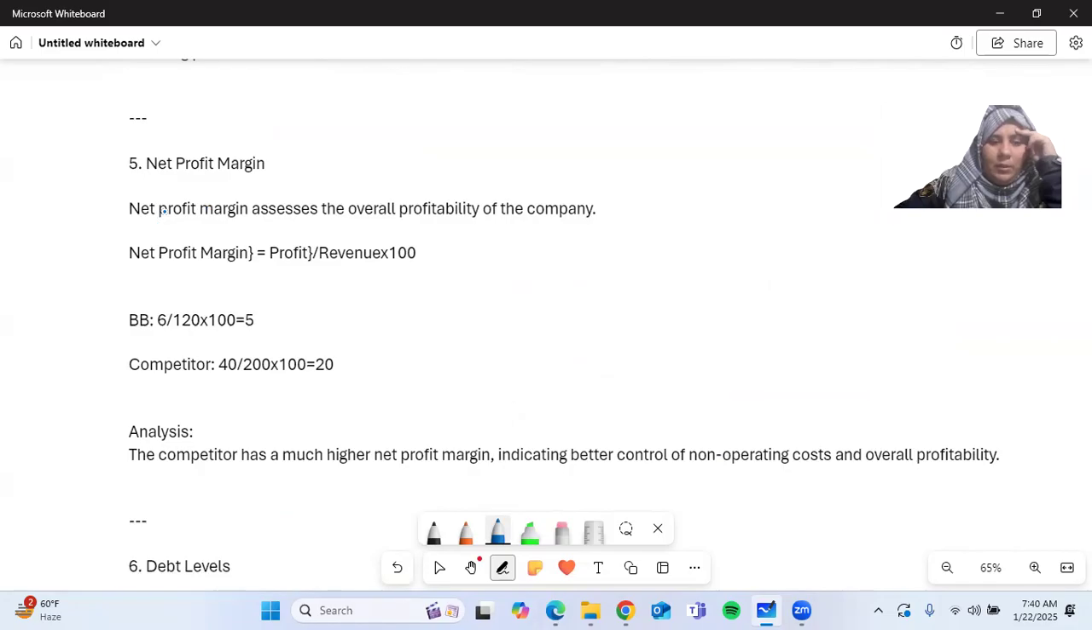And now let's talk about the net profit margin. We also need to calculate it. Net profit margin assesses the overall profitability of the company. So this is the formula. According to the formula, we just need to put in the values. We can just see this value from the insert. For competitor, this is 20%, and for BB, this is 5%. So competitor has a much higher net profit margin, indicating better control of non-operating costs and overall profitability, because net profit margin means how much profit we have in the total sales.